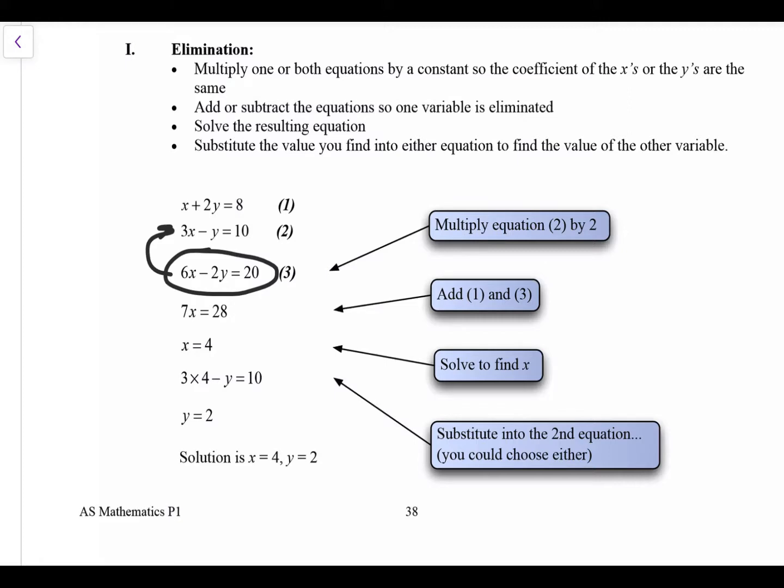Now by adding the first and the third equation, the y's are eliminated. And we can solve for x. x is 4. And then substitute x equals 4 back into either equation 1 or 2. I'll put it back into equation 2 here and find the value of y. y is 2. So x equals 4 and y equals 2 is the point of intersection of those two.